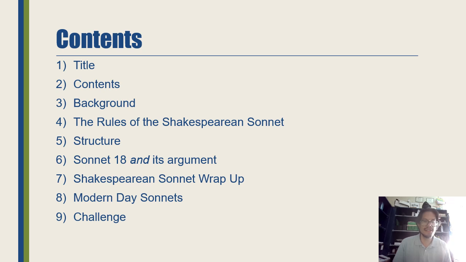So here's the contents. You can look at this if you need to, pause if you need to, but we're going to look at some background, 3 rules, the structure of each quatrain and the rhyming couplet. We're going to look at one sonnet closely and its argument, quote unquote. We're going to wrap up. So what does all this stuff allow sonnets to do according to the literature? We're going to look at a modern day sonnet, and I'm going to end with a challenge, something you have to do and turn in. Okay? All right.